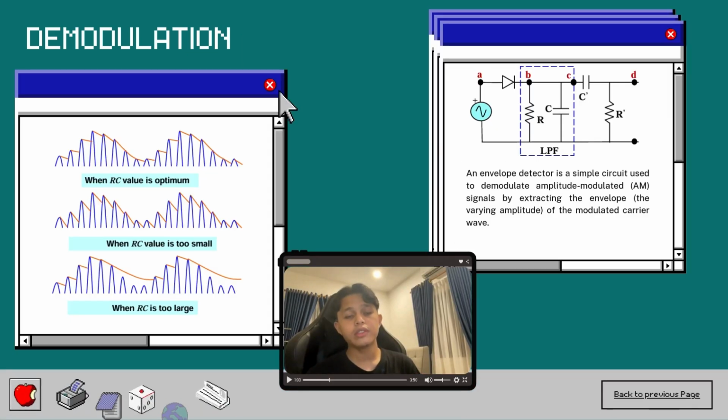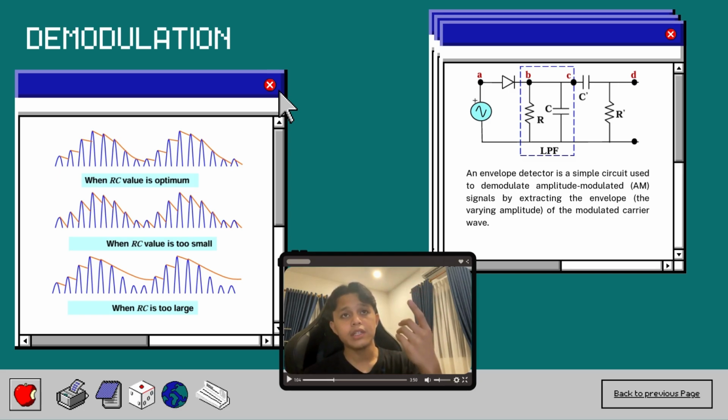How does demodulation actually work? It is done with an envelope detector. An envelope detector is a simple circuit used to demodulate amplitude modulated signals by extracting the envelope, the varying amplitude of the modulated carrier wave. It is made of simple components like a capacitor, resistor and diode.